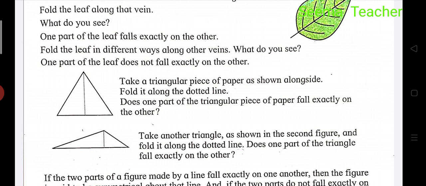Then take another triangle as shown in the second figure and fold it along the dotted line. Does one part of the triangle fall exactly on the other? So you have to draw this other triangle and the dotted symmetric axis. If you fold this triangle, it does not match, so it is not symmetrical. Do it at home, students, and see.